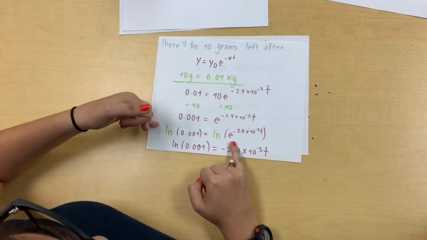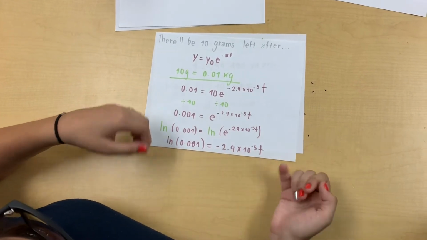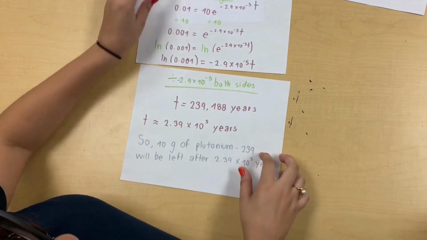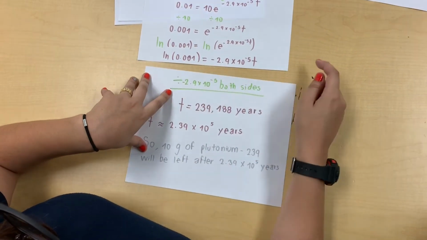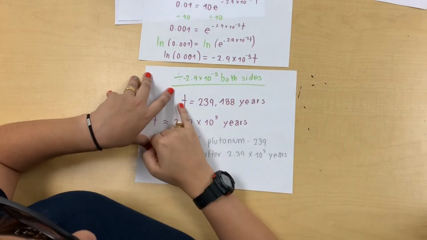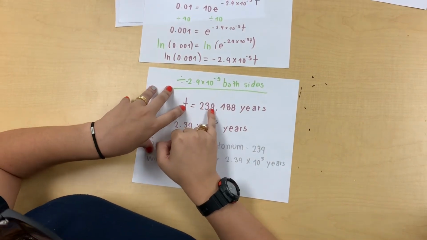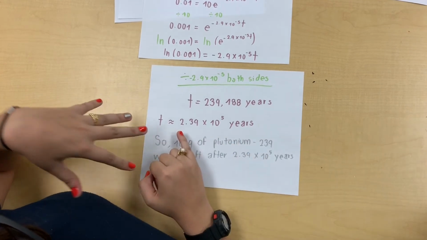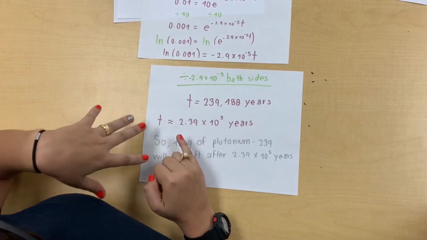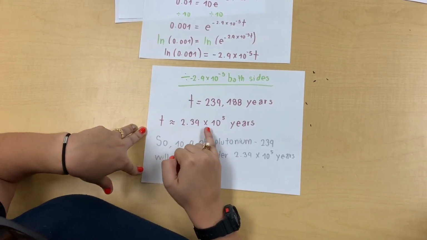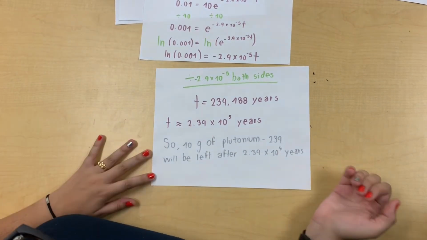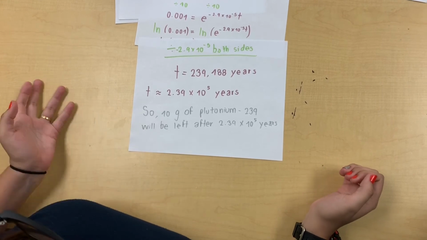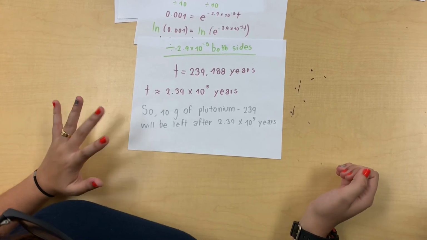You find the natural log of both sides, and in such case, all you have to do is simply divide both sides by negative 2.9 times 10 to the negative 5th, and you arrive at the time is equal to 239,000 years, which you can rewrite in scientific notation to make it much simpler as 2.39 times 10 to the 5th years. So 10 grams of plutonium-239 will be left after around 239,000 years pass.